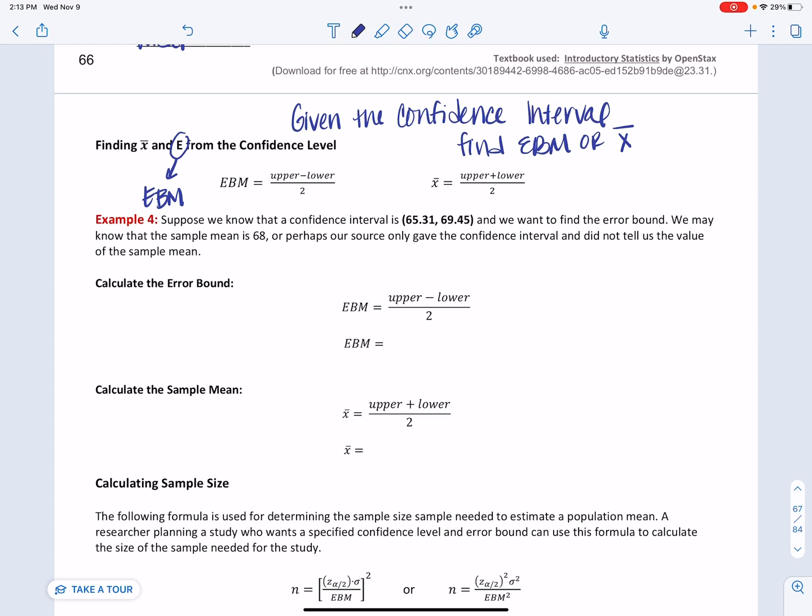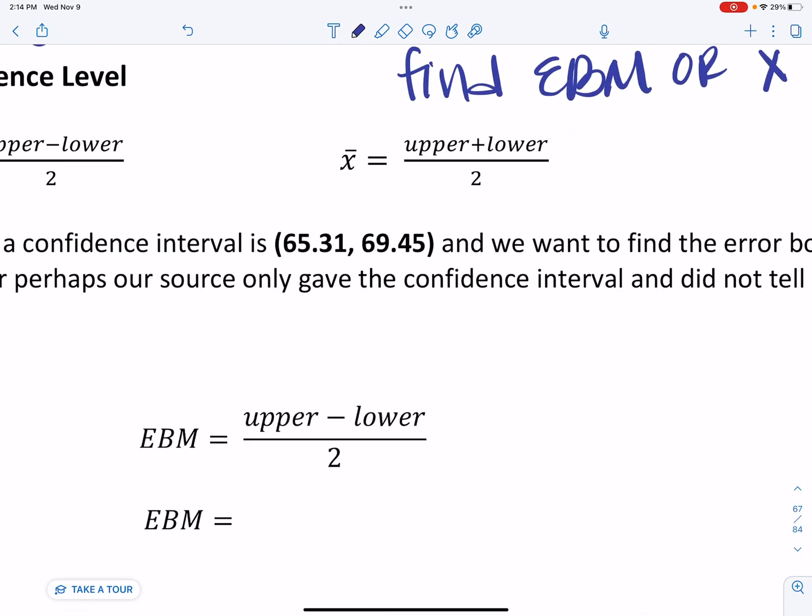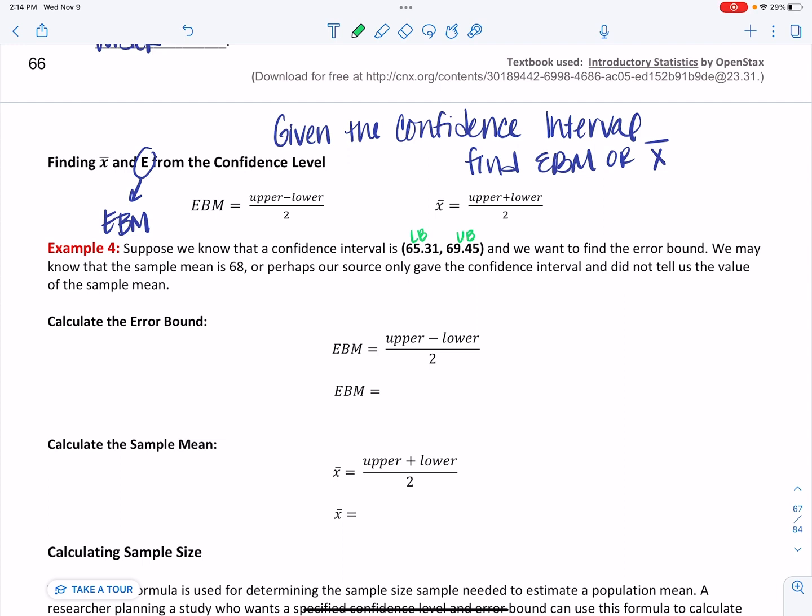We have two formulas that might be helpful. So here we go. Suppose we know that a confidence interval is 65.31 to 69.45. Well, I know right off the bat that this looks like a lower bound and then an upper bound. And we want to find the error bound. We may know the sample mean is 68, or perhaps our source only gave us the confidence interval and did not tell us the value of the sample mean. So here's what we know. We have a lower bound of 65.31 and an upper bound of 69.45. We don't know anything else.